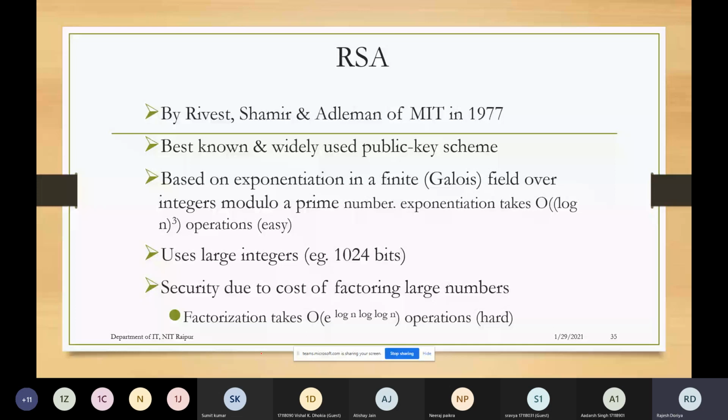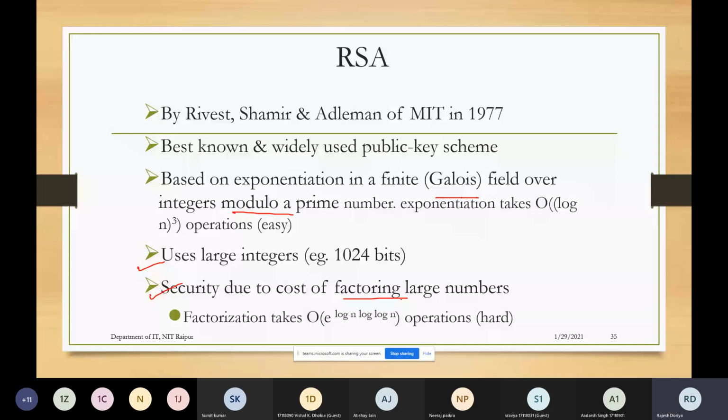If you go by the detailing of RSA, it is the best known and widely used public key scheme, and it is based on Galois field. This Galois field is over integer modulo of prime number, and it is somewhat easy. It goes by the encryption and decryption process, generally uses large integers, and offers security due to the large factoring problem of prime numbers.